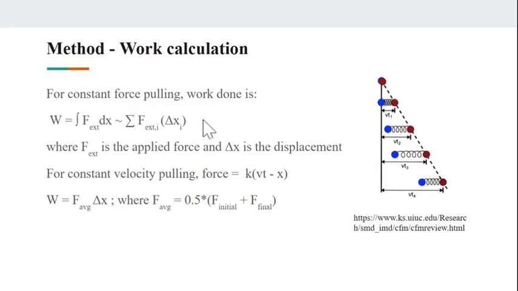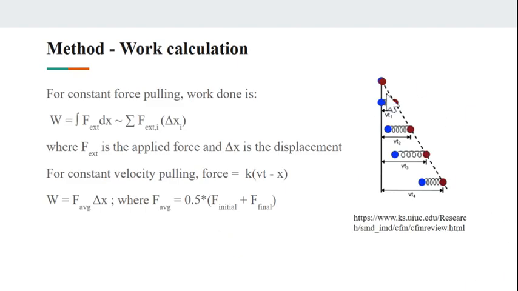Now let me explain how I calculate the work. For the constant force pulling simulation, the work is calculated as the integral of the external force that's applied times the displacement. Since we are using discrete time steps, it's just the force applied at that particular time step times the displacement in the direction of the force. For the constant velocity pulling, the force is given by the spring constant times the target velocity times the time step minus the initial position, and the work is the average force times the displacement, where the average force is just the mean of the initial and the final forces.